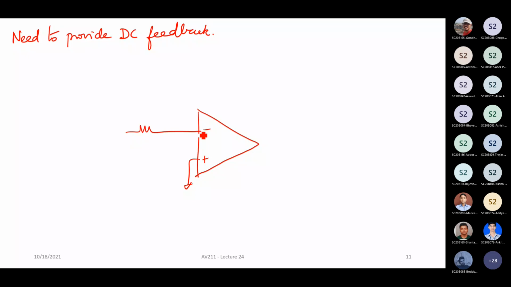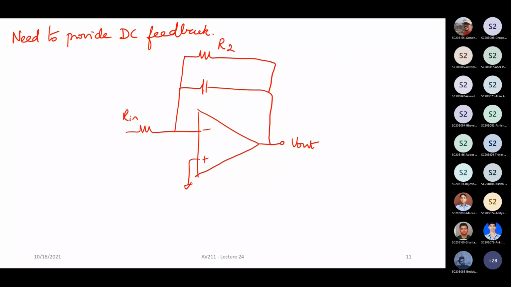Okay. All right. So you have Rn here, and you have the capacitor here, right? But because we need to provide a DC feedback, we have to add one more R here. Let's call it R2. Now, typically, you don't want R2 to be dominant. You want the capacitor to dominate, right? And therefore, this value of R2 is actually quite high. It is there just to provide DC feedback.